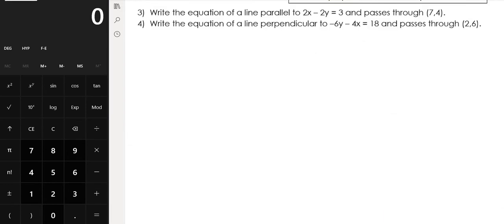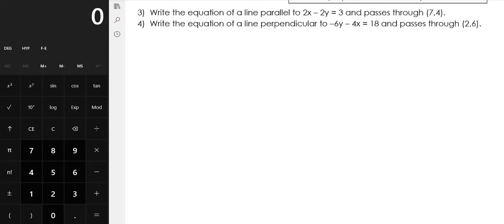Number 4. Write the equation of a line. Oh, we just talked about what to do when we see write the equation of a line. But let's continue. Write the equation of a line perpendicular to negative 6y minus 4x equals 18 and passes through 2, 6. Okay, I always like to read the question the first time and then go back and try to figure out what's important in that question. So let's start from the beginning.